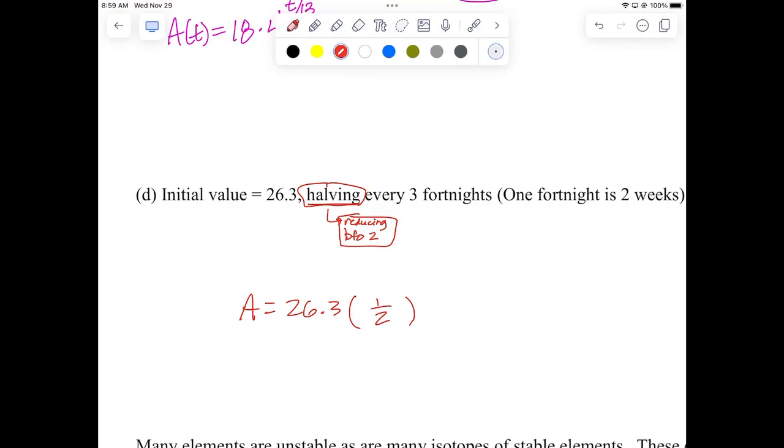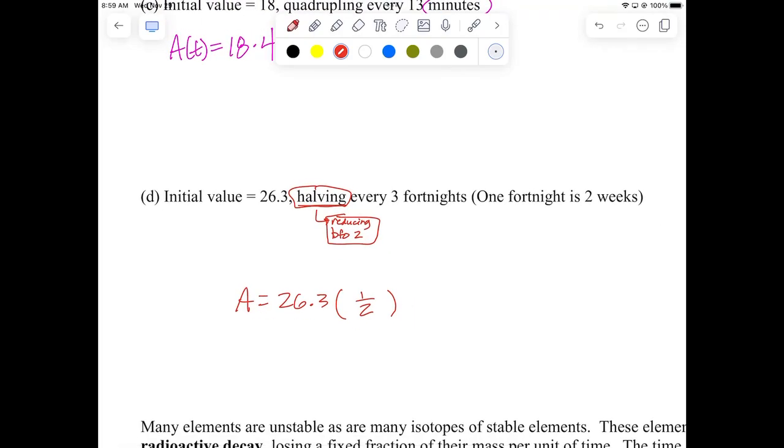So one of them is like a vector. You're given the direction, making it smaller by a factor of 2. You have to have the reciprocal there. And it's every 3 fortnights. So if we want to measure t in fortnights, we can just say t divided by 3, where t is in fortnights.